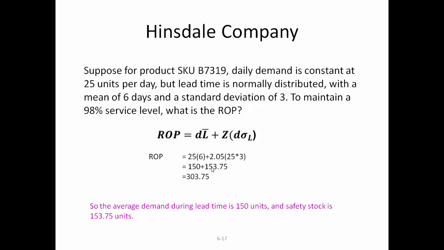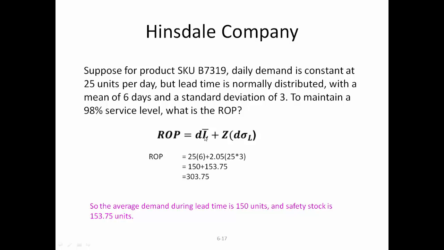Now suppose that the demand is constant, but the lead time is normally distributed with a mean of 6 days and a standard deviation of 3 days. Do we have all the information to solve our problem? Yes. Because again, our basic reorder point formula is our demand times our lead time.